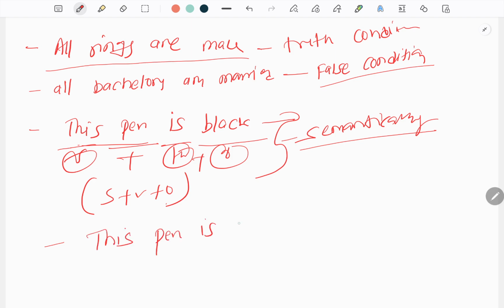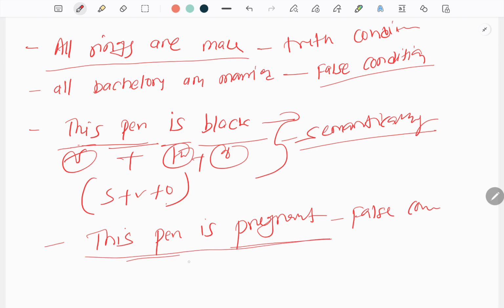But if I say "this pen is pregnant," is it possible that a pen can be pregnant? Never. This is the universal falsehood. It can be a universal truth that a pen can be black or blue or any color, but a pen can never be pregnant. This is known as the false condition.